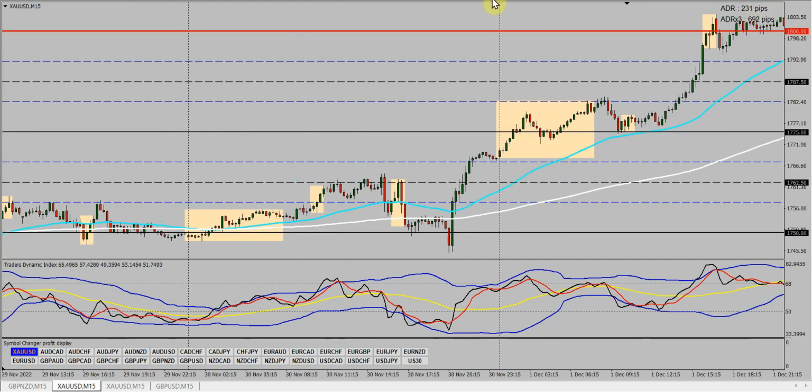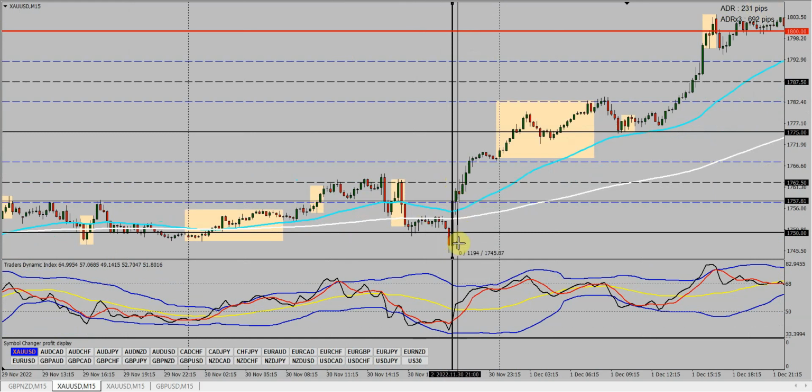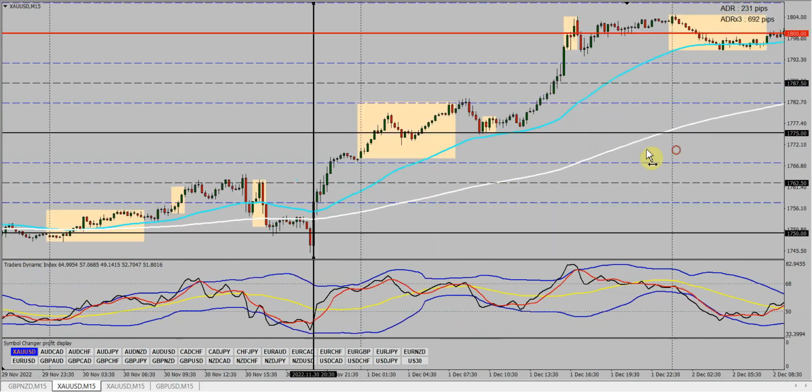Okay, let's go again. We have our shark fin here. It crossed somewhere here and it would have faked you out, but then by the moment it crossed back above your 50 EMA, you had a stop loss of about 130 pips. Let's say you go for 260, 260 locked and loaded.